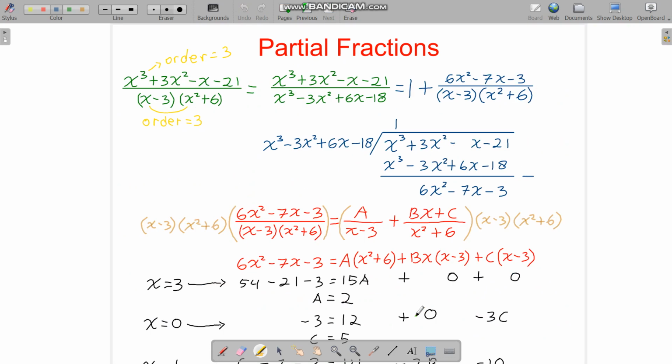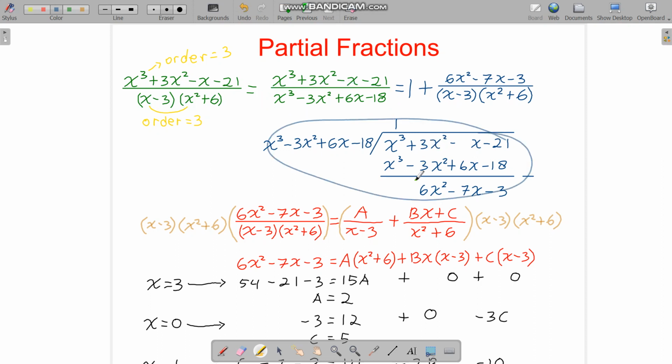Next, in this case, the order of the numerator is 3, and the order of the denominator is also 3. So it's an improper fraction. If it's improper, we have to do polynomial long division first. So we first expand the denominator the usual way. We have this form, and then we do the polynomial long division.